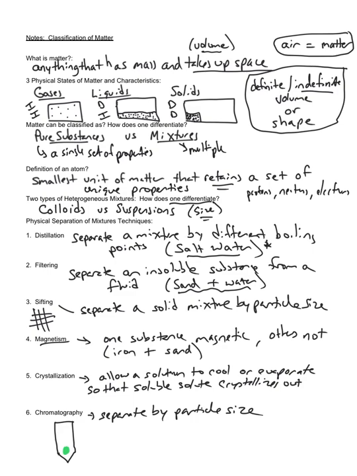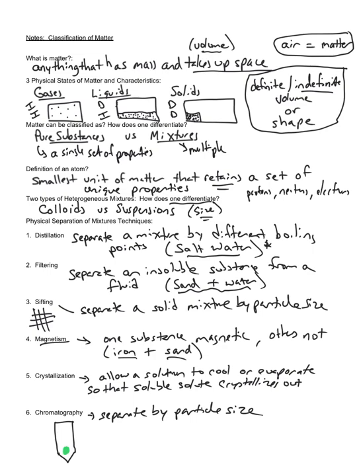Magnetism, pretty simple. You just run a magnet through the mixture, and if you have something like iron mixed with sand, iron is magnetic, sand is not, so when you run a magnet through it, the magnetic material would adhere to the magnet, and the non-magnetic would not. And you could just run a magnet through it, pull up the magnet, and you've got your iron separated from your sand.